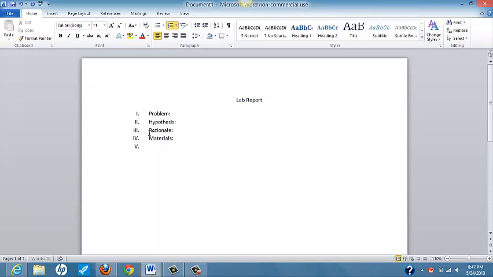The first point is the purpose. This is normally in the form of a question stating what you are trying to prove. Next is the hypothesis. This is what you believe to be right. Normally this is stated in an if-then statement.